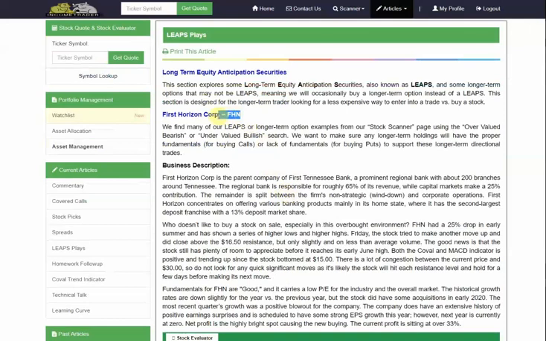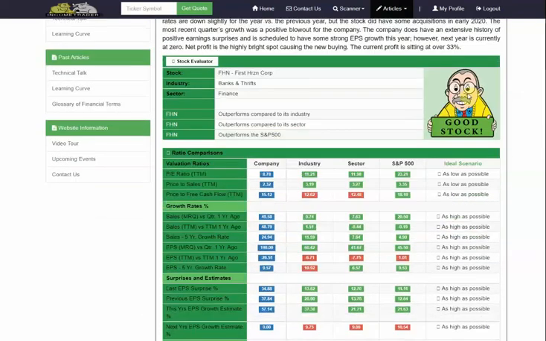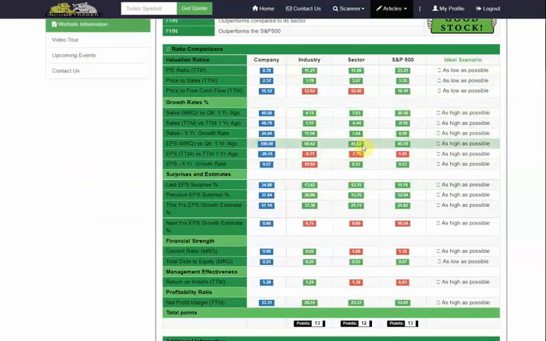This one here looks like we're looking at First Horizon Corporation, FHN. What do we like about this? This is more of a longer-term trade. If you're thinking about just buying a stock and hanging on, that would be a LEAPS trade, or buying a long-term option and maybe writing some covered calls against it, something we'll cover in our class. This is a good stock. See, it's got lots of green coming through here.